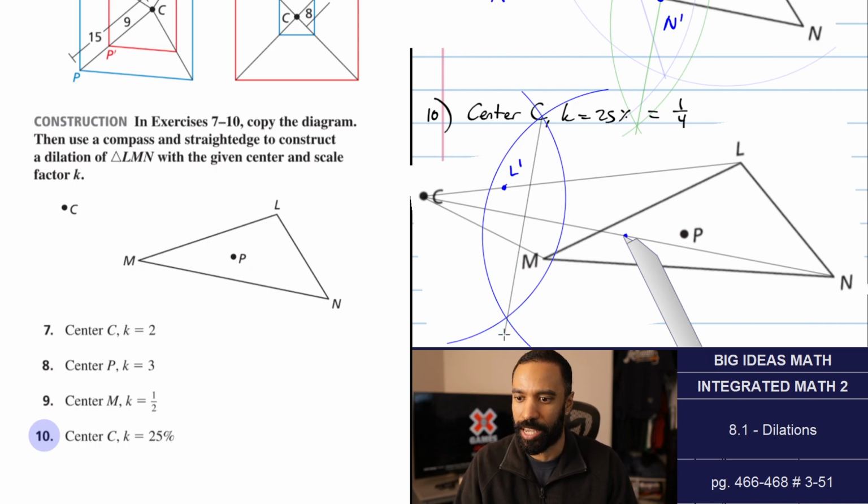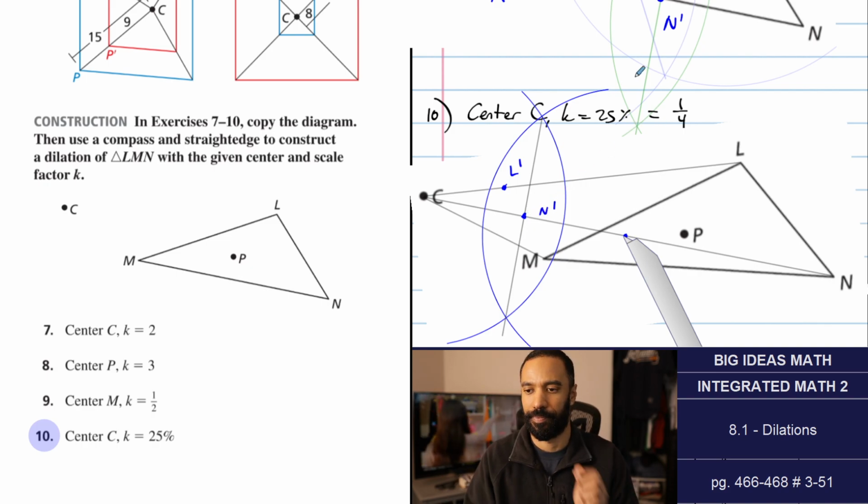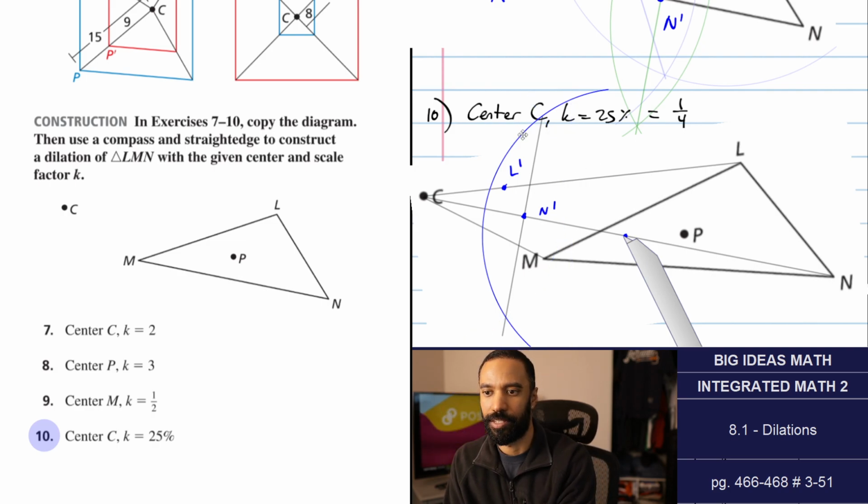So here we go for a second set. Like that. And then this is the midpoint of that midpoint. So this is the official point that we're talking about. This is our N prime. That's our N prime right there, a quarter of the distance away from C.